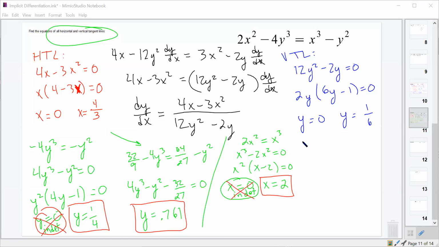We'll plug in that and we'll get 2x squared minus, let's see, this is 1 over 216, which is 1/6 cubed. So that's 4 over 216. What is that? That's 1 over 54, right? And then equals x cubed minus 1/36. So we're going to have x cubed minus 2x squared. And then we have minus a 36th plus a 54th. Let's see, that's 3 and 2. That should be minus 1 over 108.